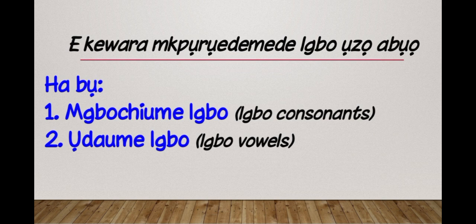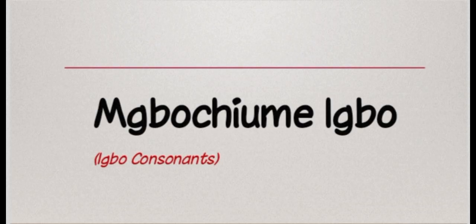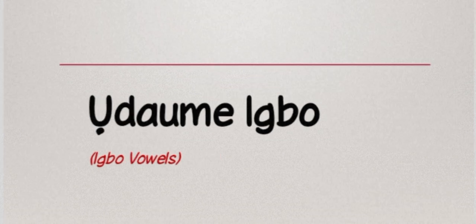Okay, n'ụbọchị nke taa, anyị ga-ekwu gbasara ụzọ ole ekewara mkpụrụ edemede Igbo. That is to say, what are the ways that the Igbo alphabet are divided into? Yeah, the Igbo alphabets are divided into 2. Ekewara mkpụrụ edemede Igbo ụzọ abụọ. Ha bụ gịnị? Mgbochiume Igbo na Ụdaume Igbo.